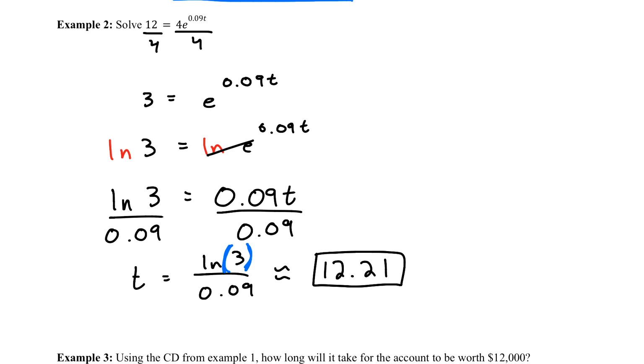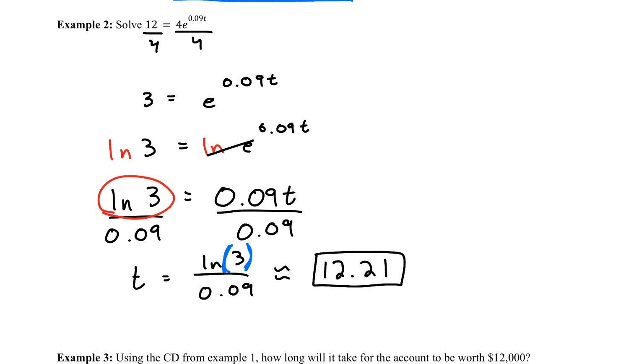The other thing that I will point out here, I said earlier that natural log of 3 is a number. You can type that in and you can get a decimal approximation. However, I strongly recommend not doing that. And the reason is, if you were to type this in your calculator and get a decimal, and let's say we rounded that to 2 decimal places, just like we did with our answer right here.